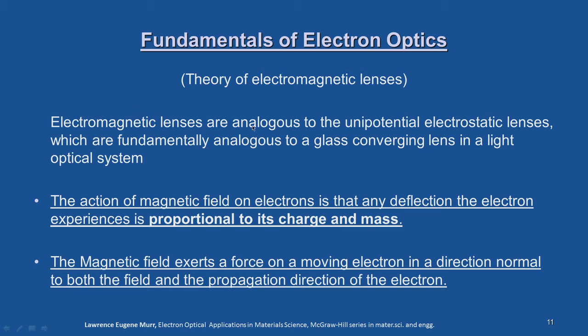The electromagnetic lenses are analogous to the unipotential electrostatic lenses, which are fundamentally analogous to a glass converging lens in a light optical system. So, what we have to now understand is what the additional magnetic field does to the electron path or beam of electrons. So, let us see the action of a magnetic field on electrons: any deflection the electron experiences is proportional to its charge and mass.